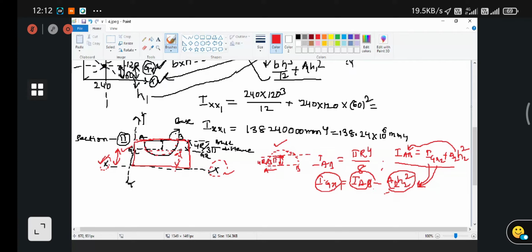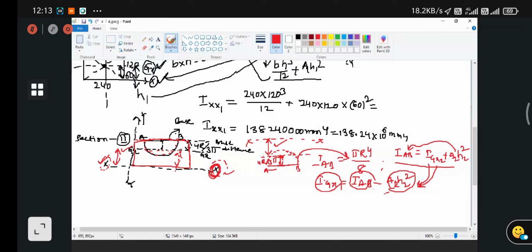If I want to find the moment of inertia about the base axis, I will directly apply this formula. But the problem asks about this axis. In order to find the moment of inertia about this axis, it will be kept here. If you observe clearly, reversed, it will be like this. So from here to here, I don't know the moment of inertia.